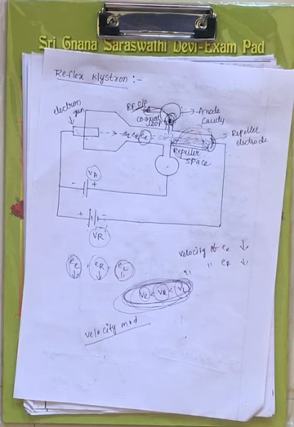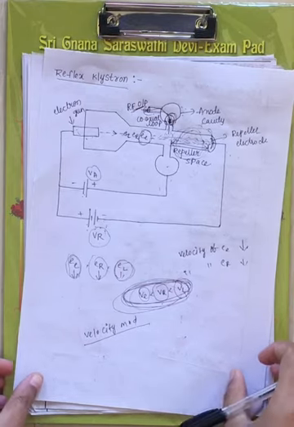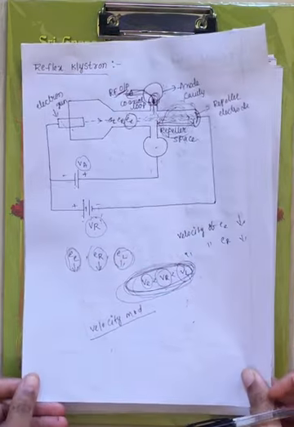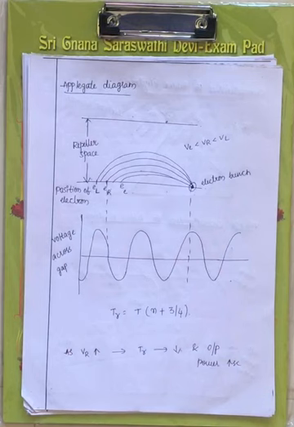Now let us briefly describe the applegate diagram, right? That applegate diagram will briefly describe the reflex klystron, right? Now this is about the construction and operation. Next we will see the applegate diagram, right? Now this applegate diagram will define the total operation of the reflex klystron, right?